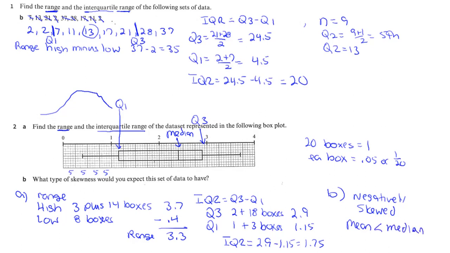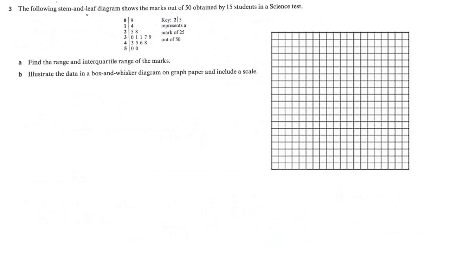Let's look at problem number 3. Number 3, we've got the stem diagram here. We've got 15 students, and they want us to figure out the range and the interquartile range. So all we need to do that is find the high and the low value. The high value is 50, the low value is 9. It gives us a range of 41.